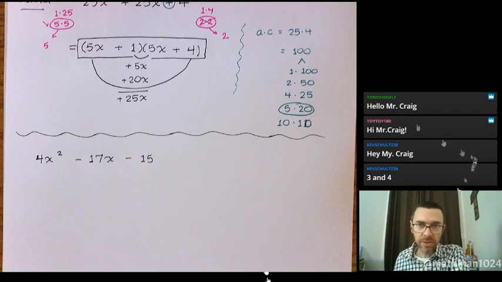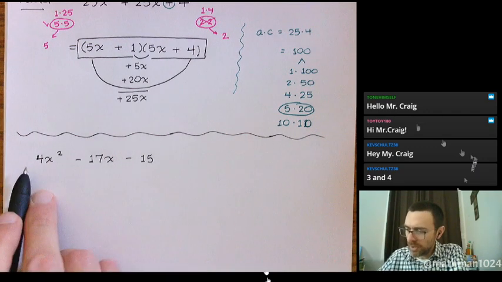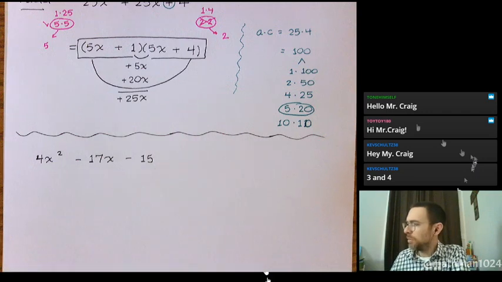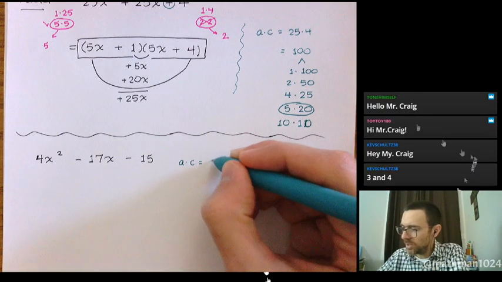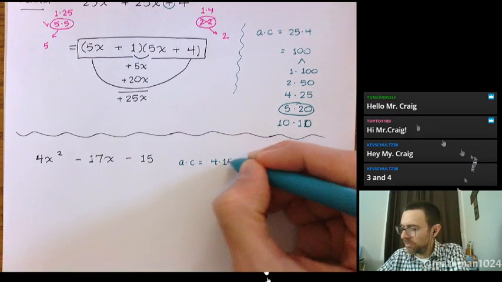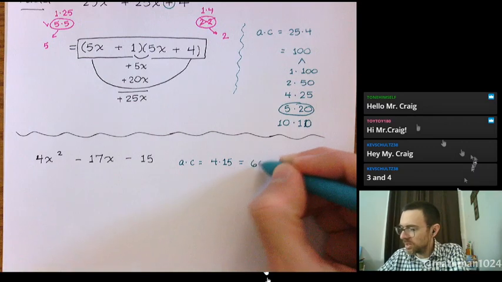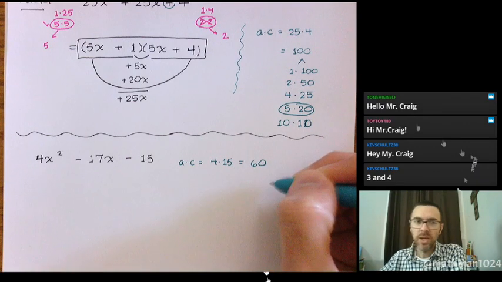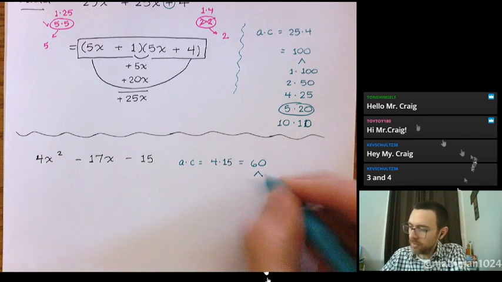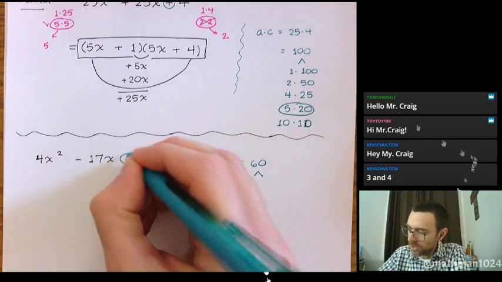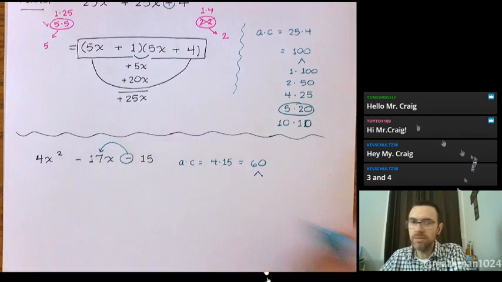You could do the AC method. You could also look at the different factor pairs that make up 4 and 15. But just to wrap up this one little section, let's do the AC method one more time. If I do A times C, that's 4 times 15, which gives us 60. And again, I'm ignoring the signs until the very end. I want factors of 60 that can subtract to give us 17.